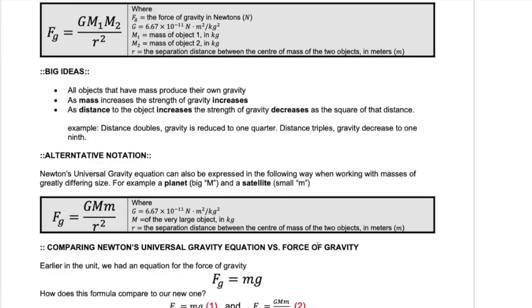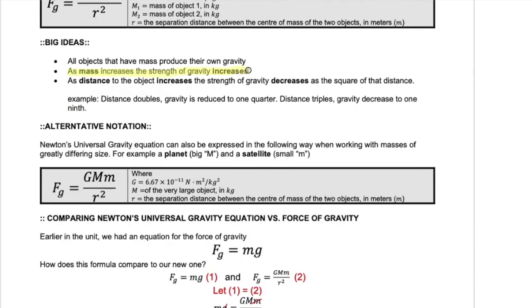All right, so here are the big ideas. First of all, objects that have mass produce their own gravity. As mass increases, the strength of gravity increases.